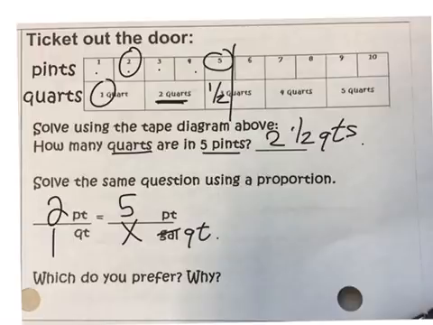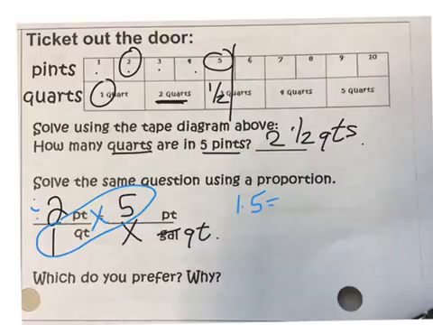To solve this, you're going to go ahead and solve it proportionally. You multiply across and divide by what's left. 1 times 5 is 5. You're going to take 5 and divide it by 2. And 5 divided by 2 is 2.5. So it's going to be 2.5 quarts.